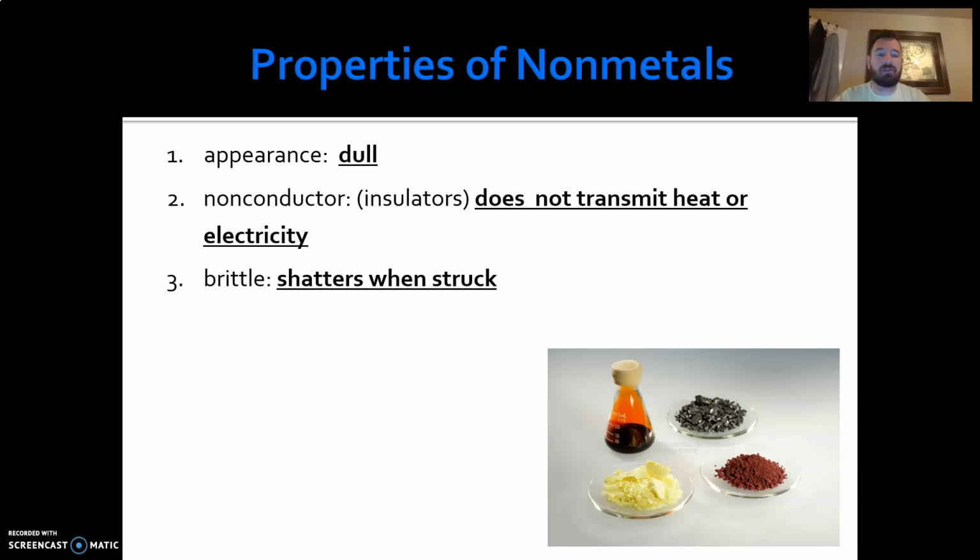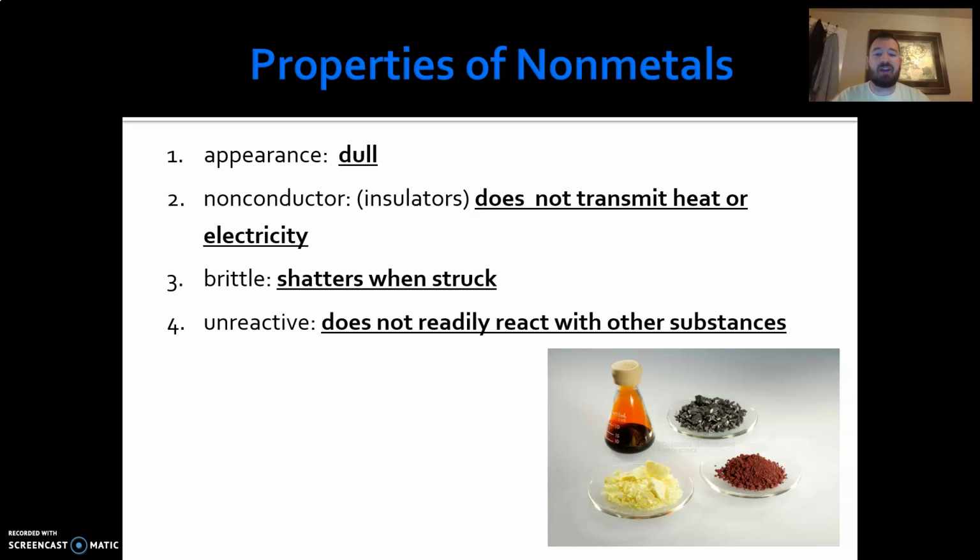Nonmetals are brittle, so when they are struck with a hammer, they will break, unlike metals, which we said were malleable. So brittle is the opposite of malleable. And nonmetals are non-reactive, so they don't easily react with other substances like acids or waters. It doesn't rust or oxidize like a metal would. And some examples of nonmetals would be C, which is our symbol for carbon, N, our symbol for nitrogen, O, oxygen, S, sulfur, and I, iodine.